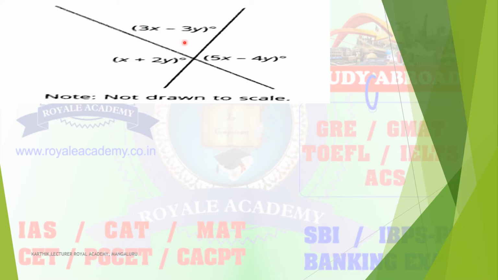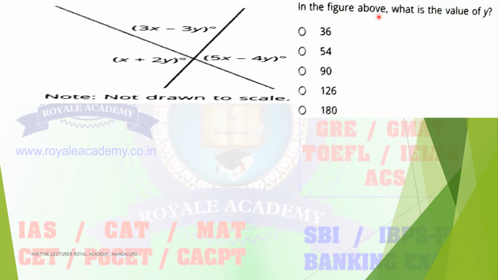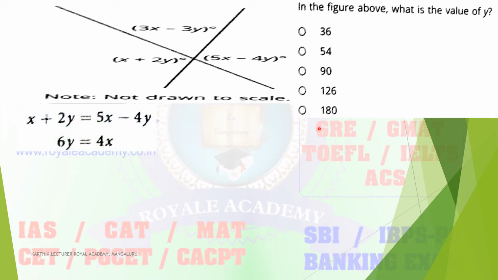So first, let's see what the problem says. So these are two lines. Two lines are perpendicular to each other, and the relationship is also given. In the figure above, what is the value of y? You have to determine the value of y. So these are the options. We'll see how to solve this problem.